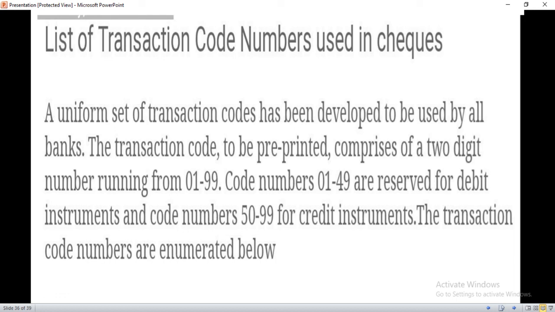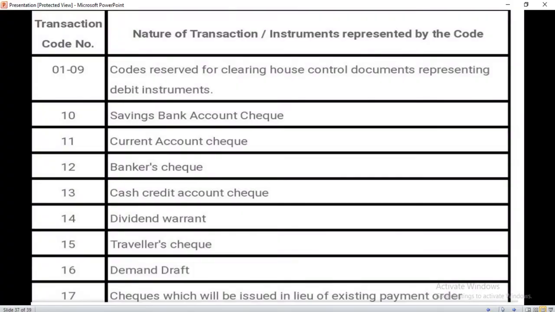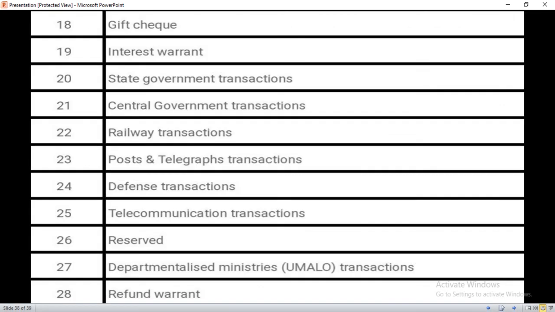Next, check these codes friends. Number 10 is for savings bank account check. 11 is for current account check. 12 is banker's check. Next slide also has this codes list only. Observe this code list and verify with your checks friends.